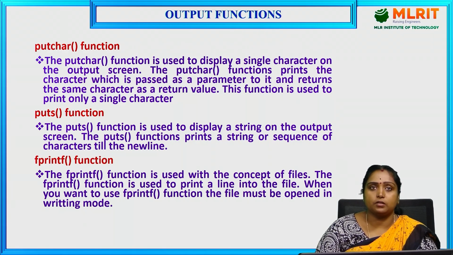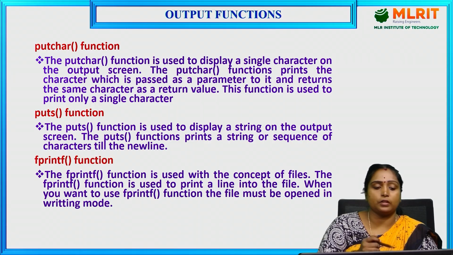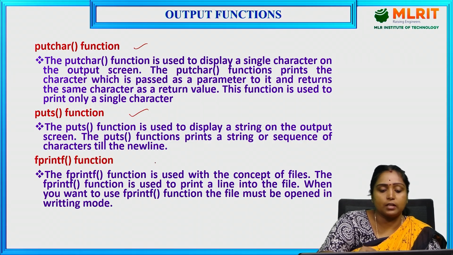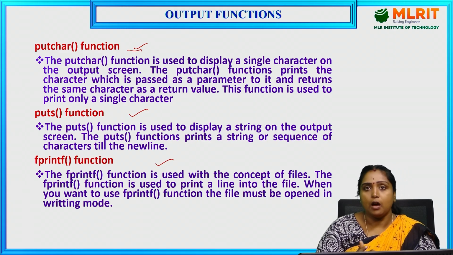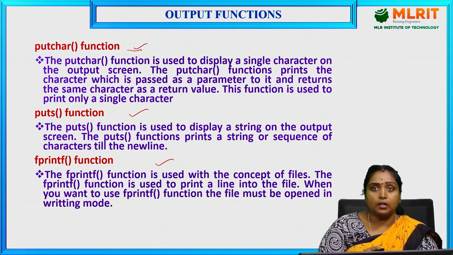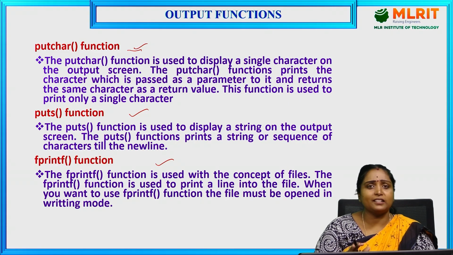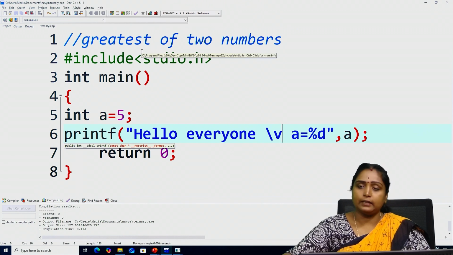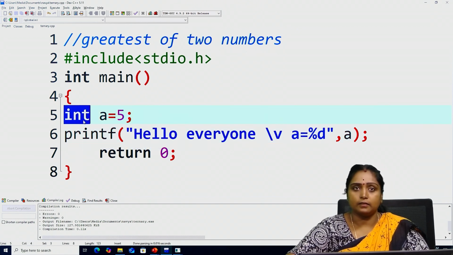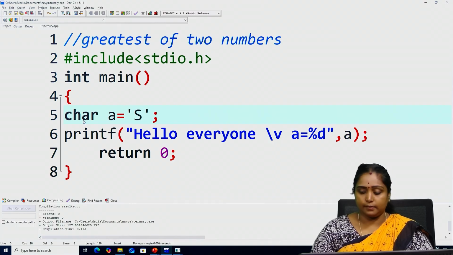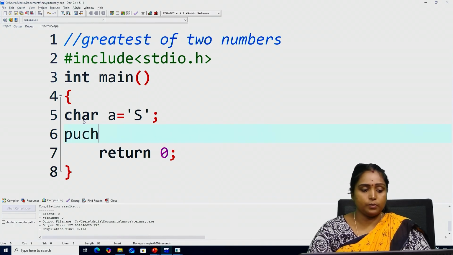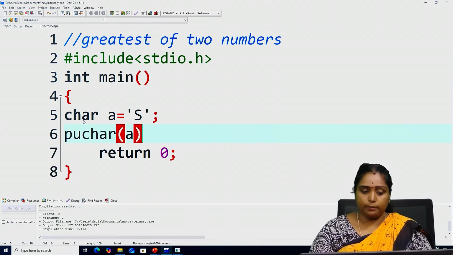Coming to the output functions. The remaining output functions other than printf are putchar function, puts function, and fprintf. The putchar function is used to display a single character on the output screen. Here you have to pass a character as an argument. Similarly, if I take a character a equals to some s, instead of printf, you can use putchar of the variable name.